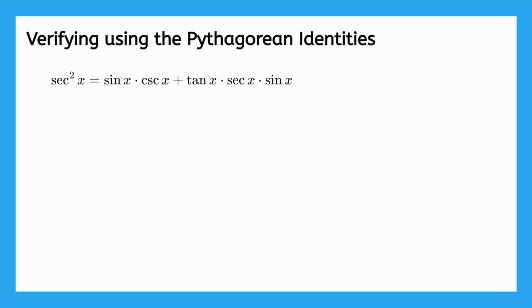In our last example, we want to verify the identity secant squared x equals sine x times cosecant x plus tangent x times secant x times sine x. Make sure your reference sheet is handy and try it out yourself.